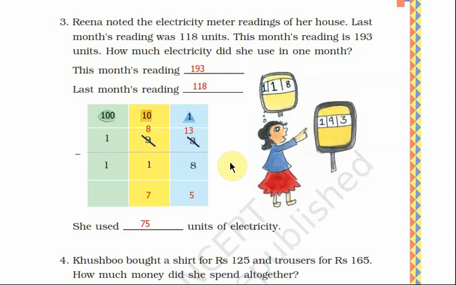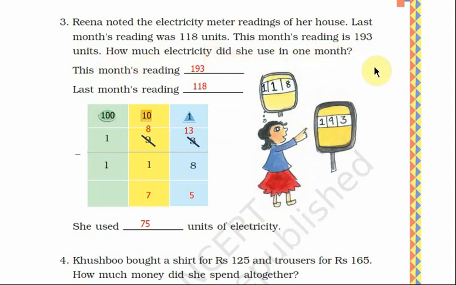Today we are going to continue our lesson. Please take out your textbook, take page number 81 and a pencil with you. So, moving on to question number 3. Reena noted the electricity meter readings of her house. Last month's reading was 118 units. This month's reading is 193 units. How much electricity did she use in 1 month?